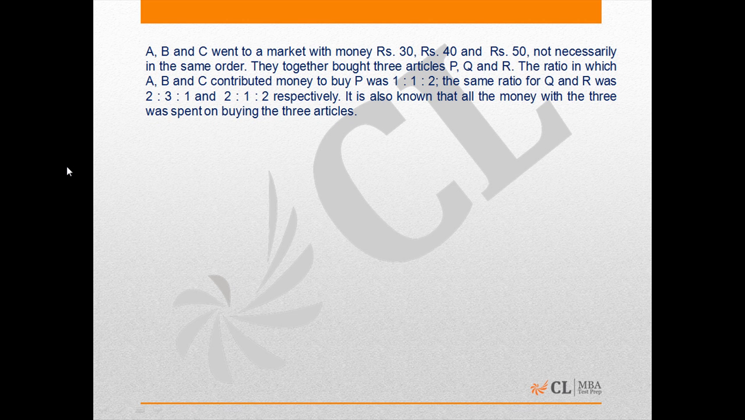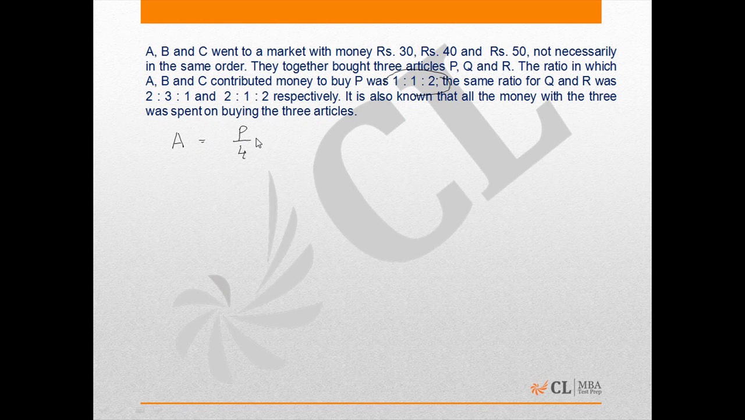So the total amount they spent on buying the articles was 30 plus 40 plus 50, that is 120, and the total amount they had initially is 30 plus 40 plus 50, also 120. So now let's talk about A's contribution in payment. In the first part he has spent one fourth of the amount at P. So let's assume the cost for P was P and the amount spent by A was P by 4.